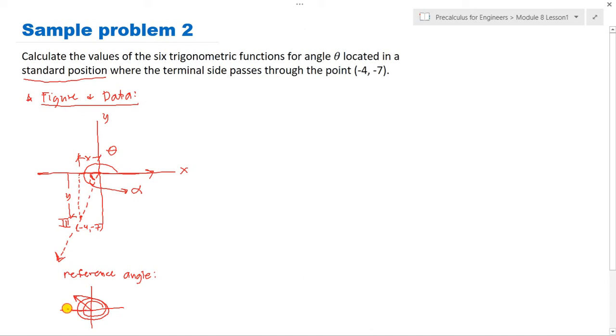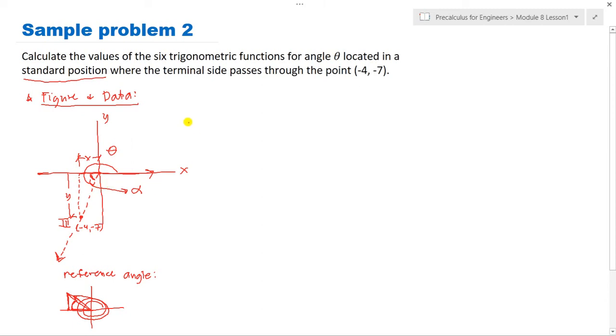From this horizontal going to here. So, therefore, we have created a right triangle. Okay? So, again, for the reference angle we use this since this is not an acute angle anymore. Because when we plot the point in standard position, therefore, it is obtuse. Okay?